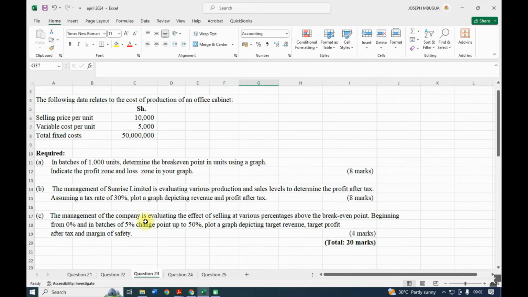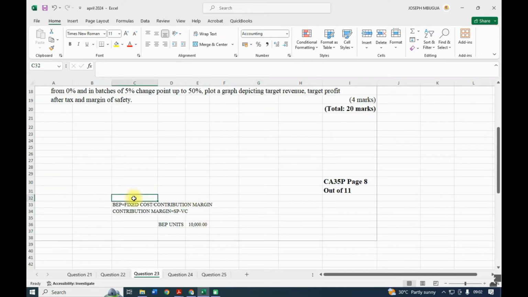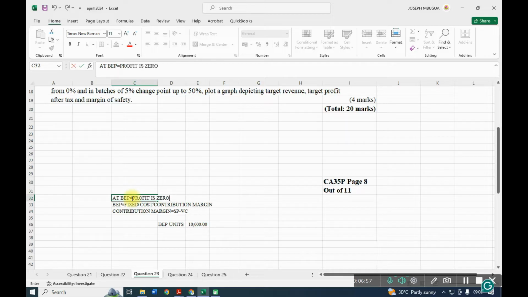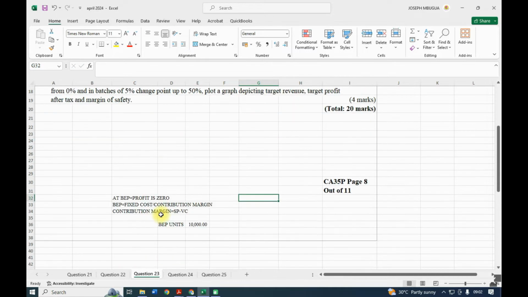But now we need to show this using a graph, and we are dealing with the production in batches of 1,000. The other thing you should remember is that at BEP, at break-even point, profit is equal to 0, because it's a point of 0 profit and 0 loss, where total revenue is equal to total cost. That's another point. Total revenue equals total cost at the break-even point.